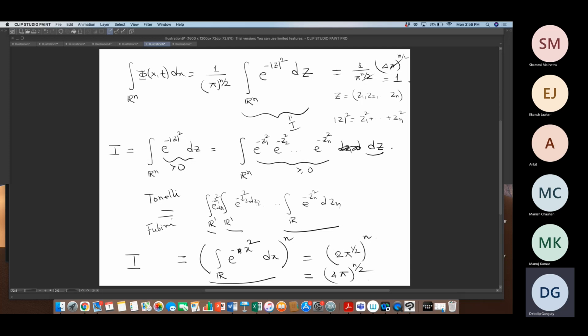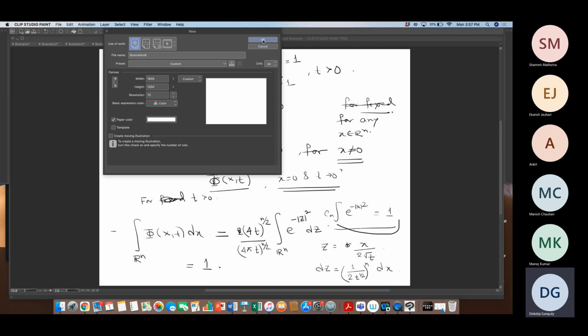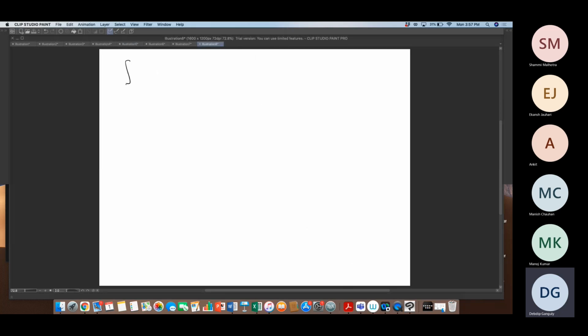So this is the idea. This is just using Fubini's theorem. So this integral is 1. The integral of the heat kernel is 1. This will be crucially used. That is, the integral over Rn of phi of x, t dx equals 1 for t positive. Heat kernel integral. Another small lemma I can write.